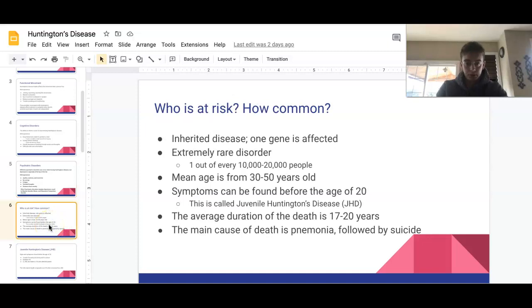So who's at risk? How common is it? It's an inherited disease. One gene is affected. This is an extremely rare disorder. Only 1 out of every 10,000 to 20,000 people are affected. The mean age is from 30 to 50 years old. There can be symptoms before the age of 20, but this will be called juvenile Huntington's disease, also known as JHD. The average duration until death is 17 to 20 years, and the main cause of death is pneumonia, but second place is suicide.